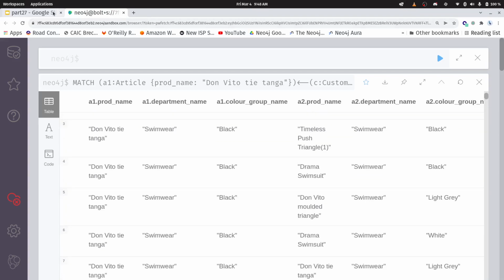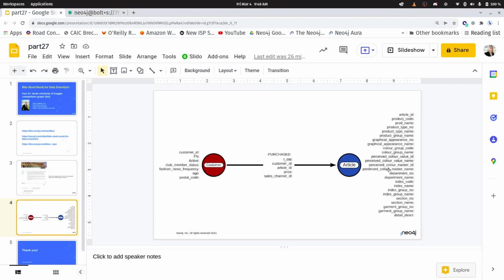Okay, so that's where we're going to wrap up today. Consider using node similarity when you're making your recommendation engine.